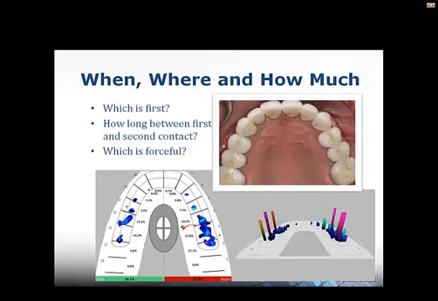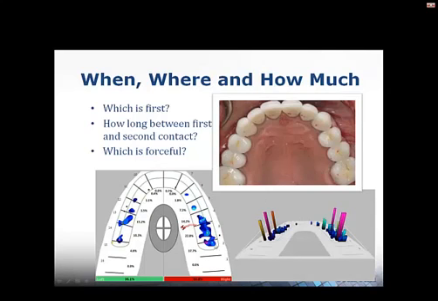Let's take a look at this example here. So we have a full upper arch reconstruction, beautiful dentistry that was done. The paper marks look really good. But how do we know when we look at these marks which is the first contact? Did this hit first or did this hit first? And which of these is more forceful? That's the information that TScan is going to tell us.